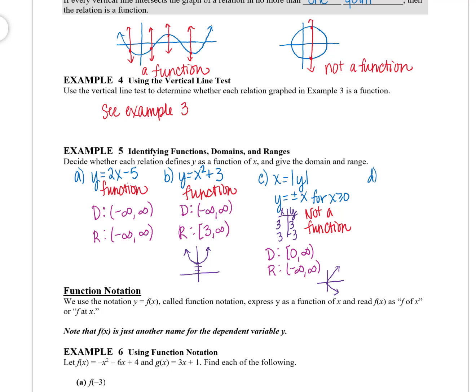D, y is equal to 3 over x plus 2. This is called a rational equation because it has a fraction in it. Is this a function? Well, for each x, no matter what number you plug in for x, do you see how you're just going to get one specific y? So this is a function.